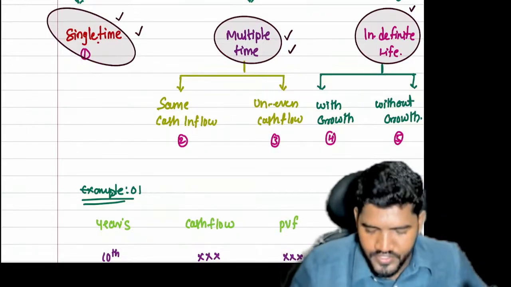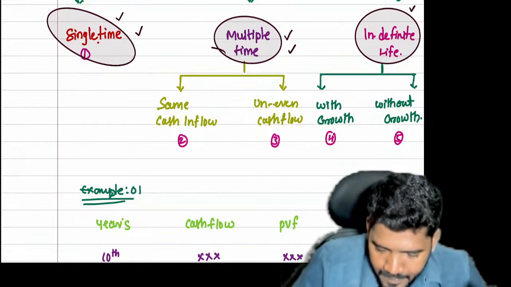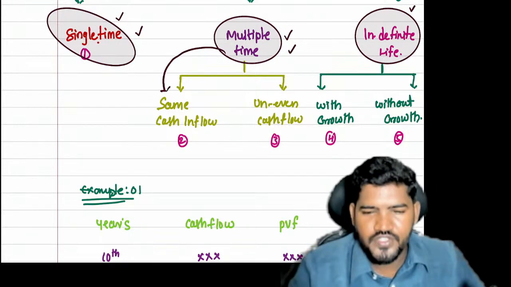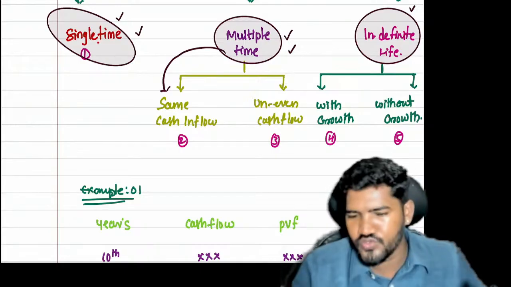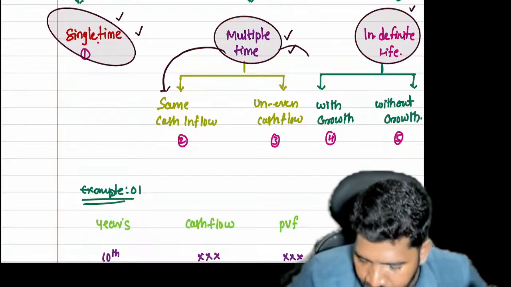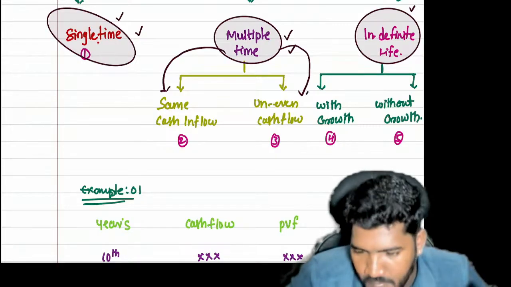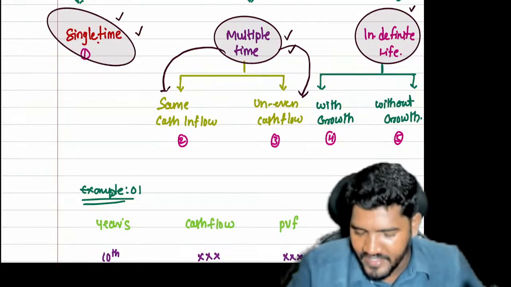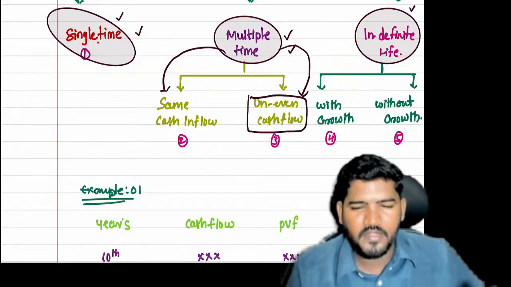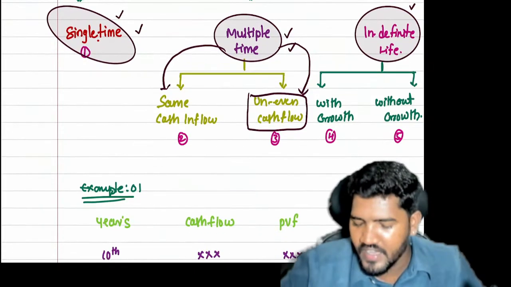If every year you receive the same amount, that is called multiple time same cash inflows. If you receive uneven amounts, first year 10,000, second year 40,000, third year 40,000, that kind of cash inflow is more than one and not even, so it is called multiple uneven cash inflows.